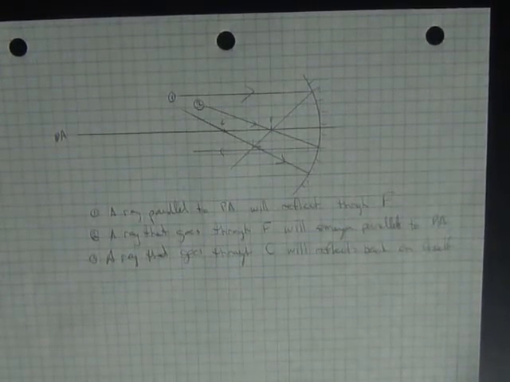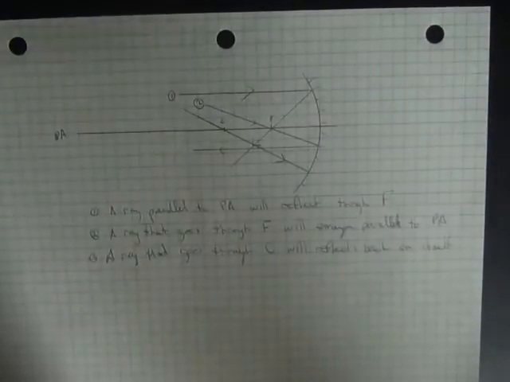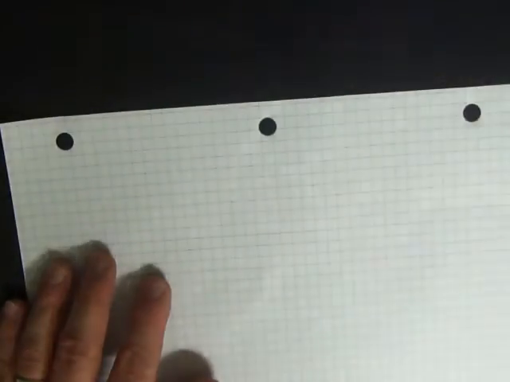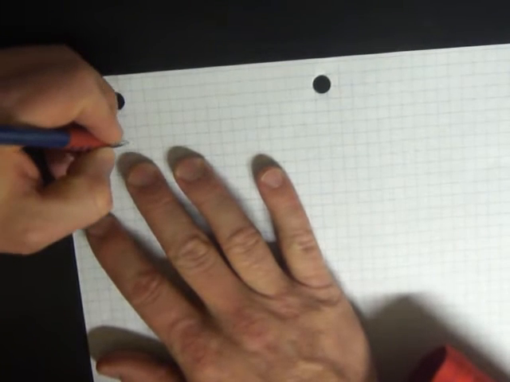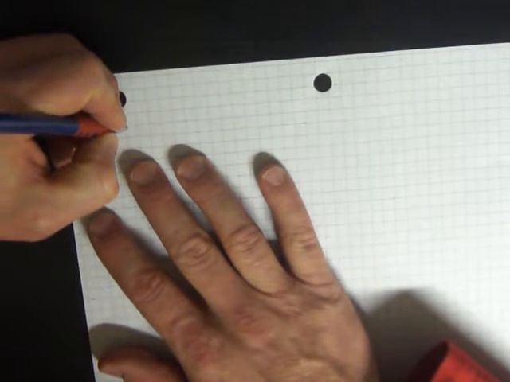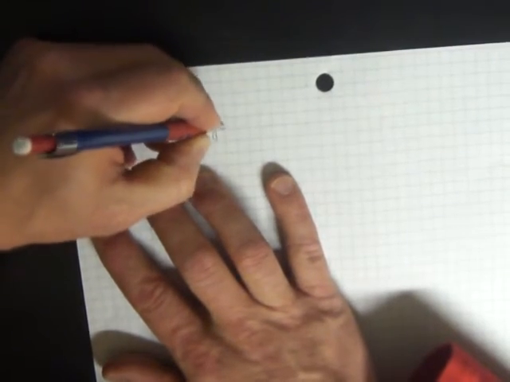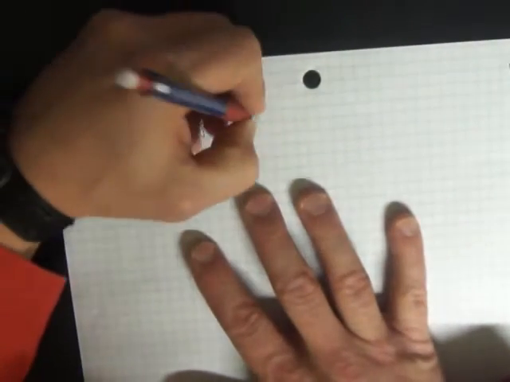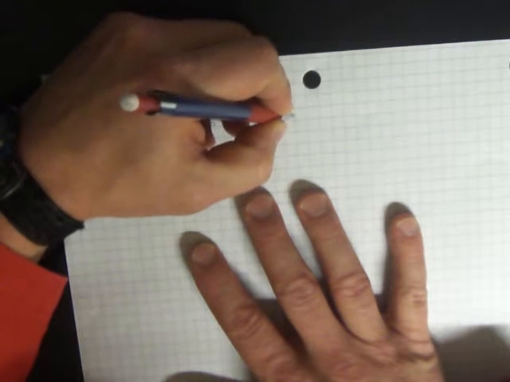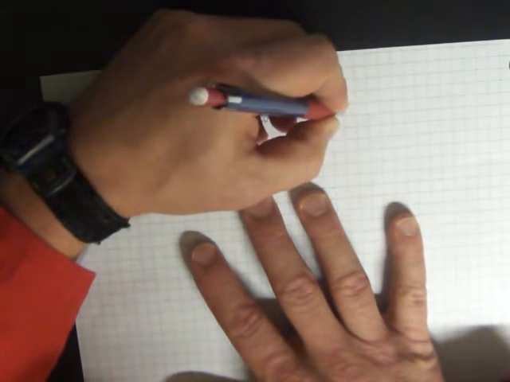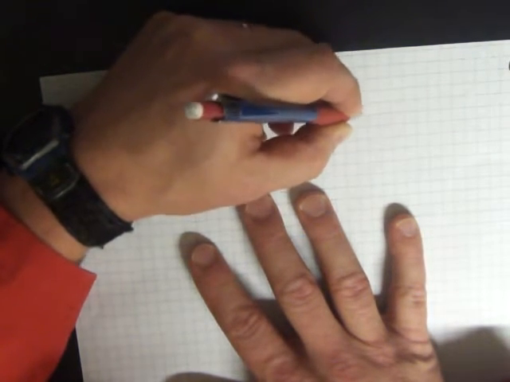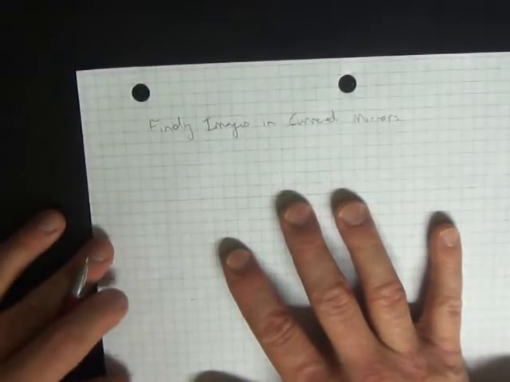So, new piece of paper, and if you guys are continuing your note, you can work down. All right? And I'm going to just call this finding images in curved mirrors. All right? Finding images in curved mirrors.